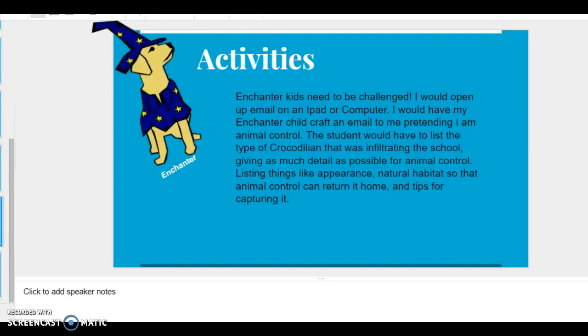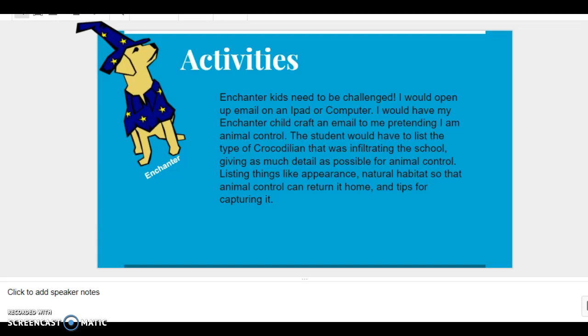So then finally we have my Enchanter kids. These Enchanter kids need to be challenged. They're the gifted kids. So I would open up email on an iPad or computer and I would put in the send bar to me so that I could get it and have a copy of it. But basically I would have them craft an email to me pretending I am animal control. So the student would list the species of crocodilian that was infiltrating the school. They could pick whatever they had learned about: a caiman, a gharial, a crocodile, an alligator, and giving me as much detail as possible so that I can come catch the animal.